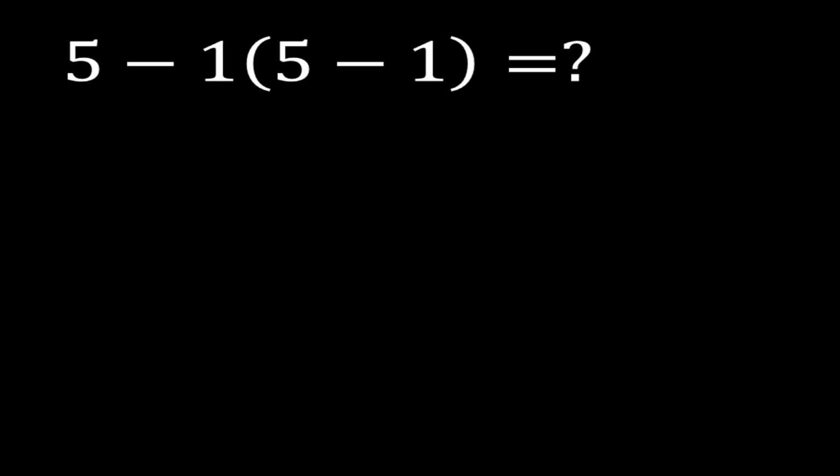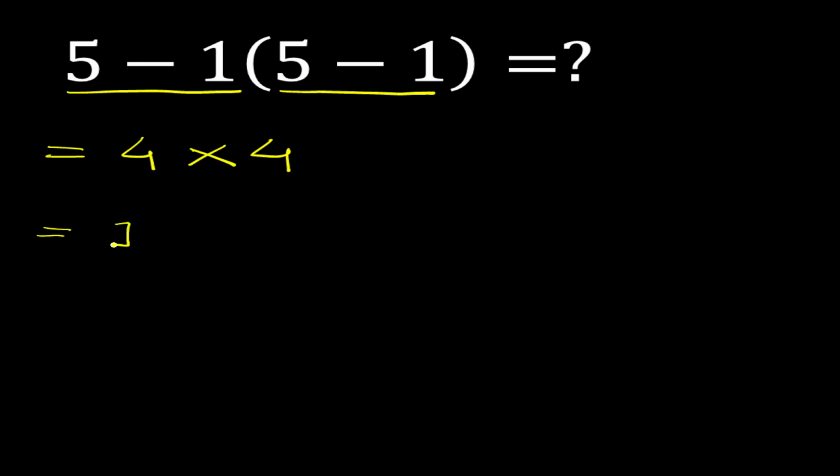So 5 minus 1 is equal to 4, right? Then again 5 minus 1 is equal to also 4. Now 4 multiply 4 is equal to 16. But this answer is not correct. This answer is completely wrong.